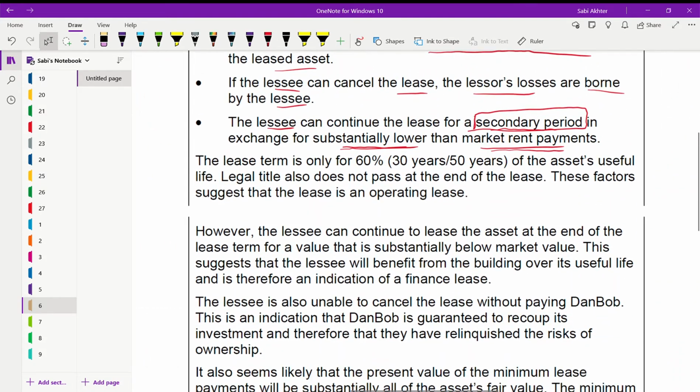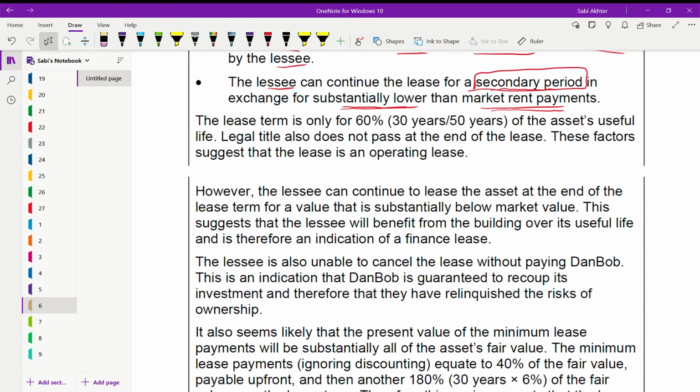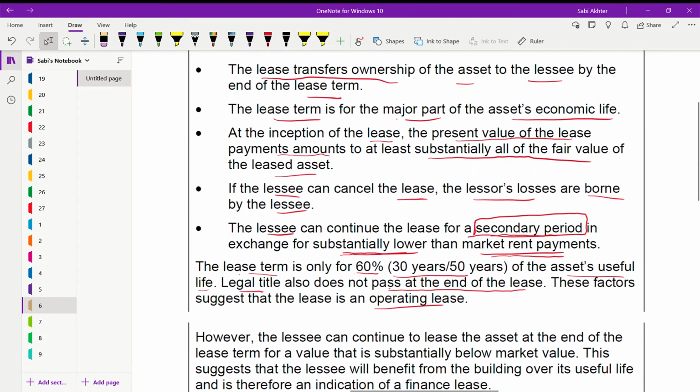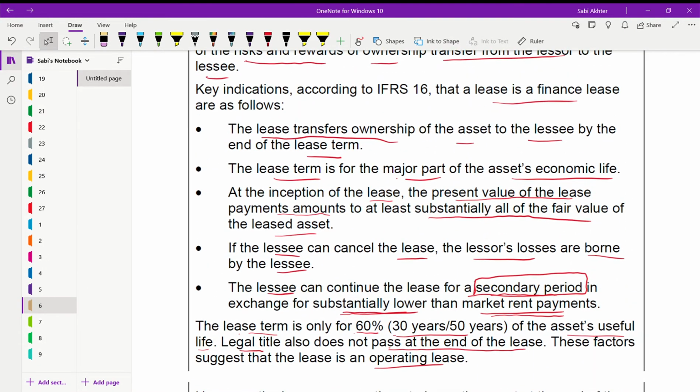Next, if you see, the lease term is only for 60%, because 30 over 50 of the asset's useful life. So legal title also does not pass at the end of the lease. This factor suggests that this is an operating lease. Okay, so see, these 5 factors suggest that it's a finance lease.